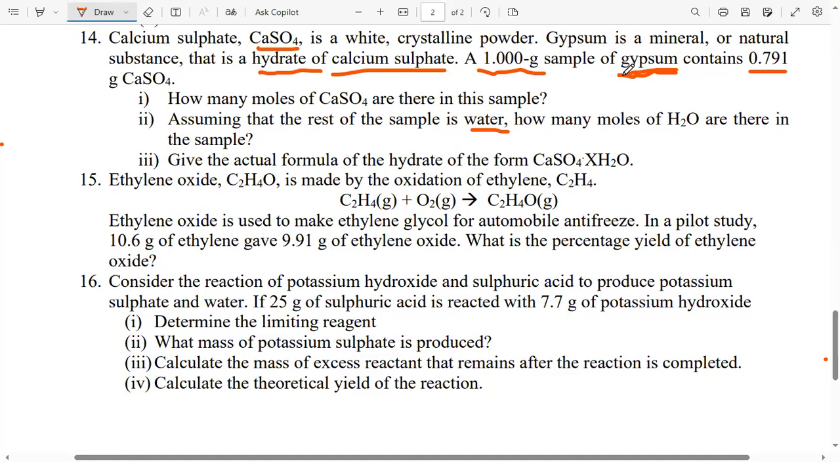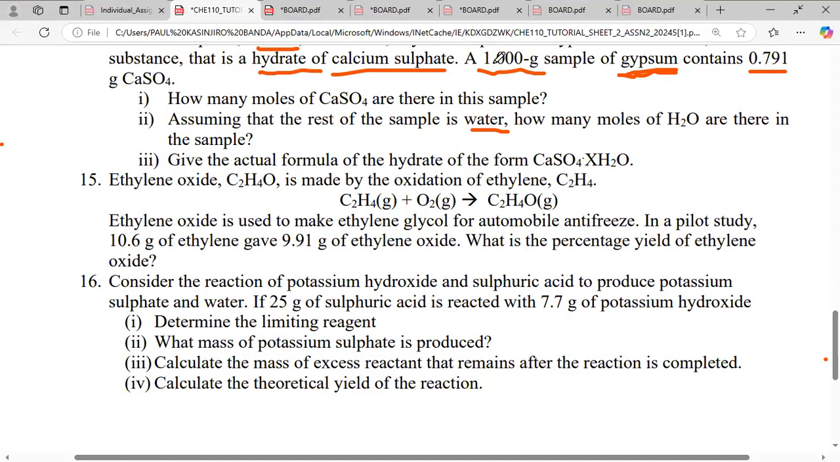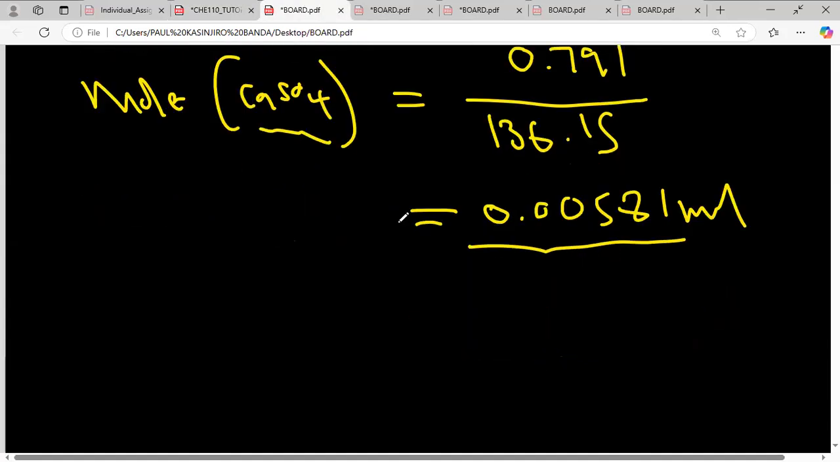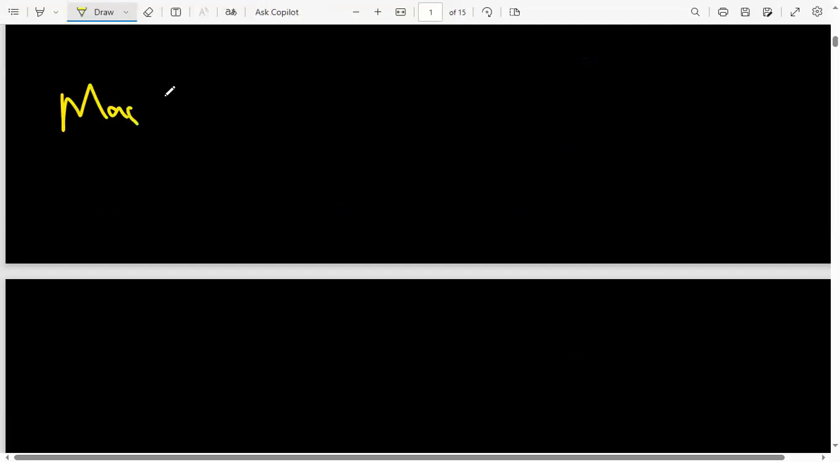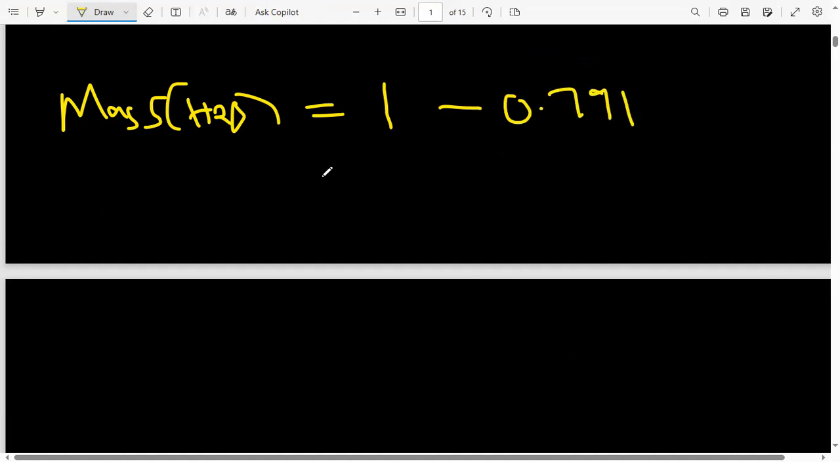So remember, this sample is 1 gram, and out of that 1 gram, 0.719 gram is calcium sulfate. So the remaining is water. How are we going to find the mass of water? We subtract 1 minus 0.719. So the mass of water, H2O, will just be the mass of the sample minus the mass of the calcium sulfate. Punch this into your calculator, we get 0.209 grams. So this is the mass of water.